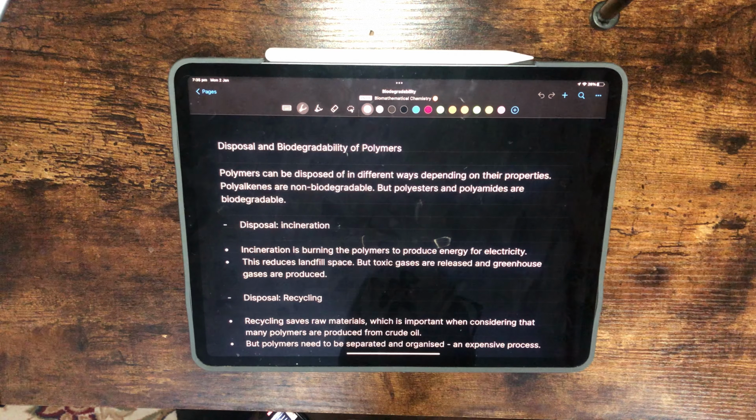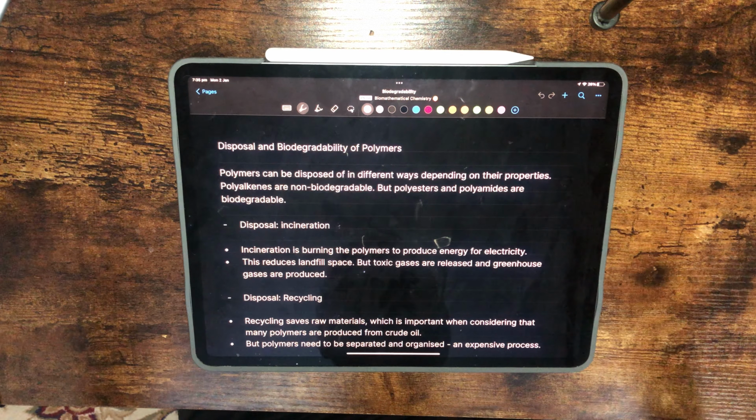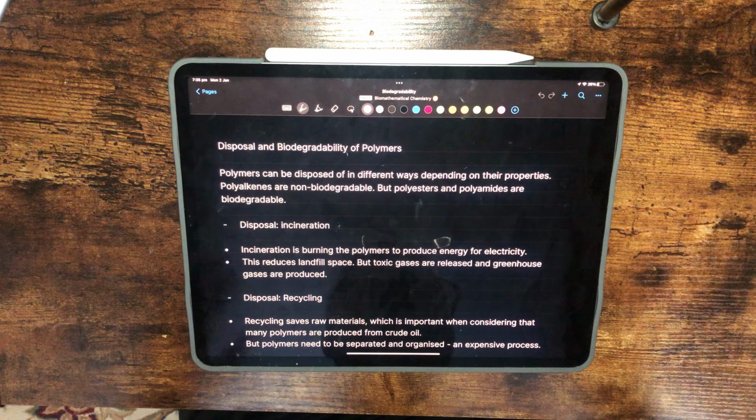This is just one of the things that you have to mention. I don't believe there's anything else you really have to mention, but they would ask you about how easy it is to dispose of the compound in your evaluation. It'll be like a 6-marker, and they should give you a list of things to evaluate.